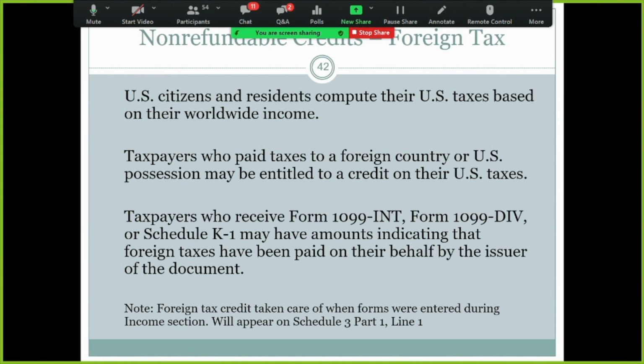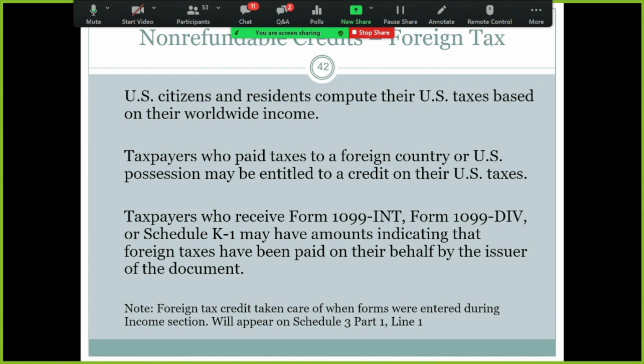Now, the first credit that we'll talk about is the foreign tax credit. This is a non-refundable credit, and you will find it under Part 1, Line 1 of the Schedule 3. And you would typically see this on a 1099-INT or 1099-DIV, and we talked about this to a small degree earlier when we were talking about income. But U.S. citizens and residents compute their U.S. taxes based on their worldwide income.